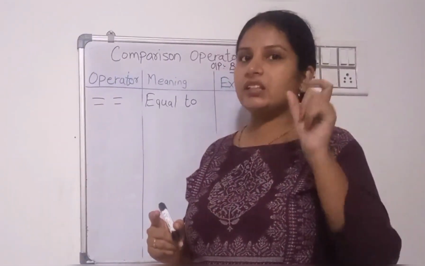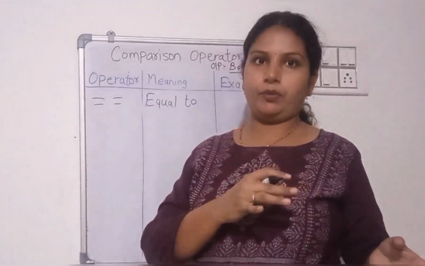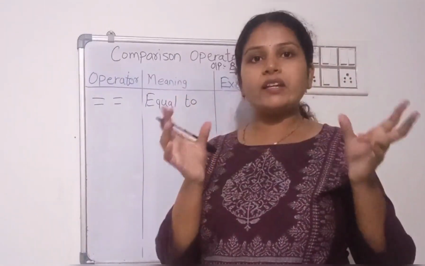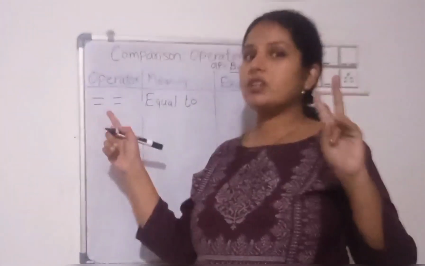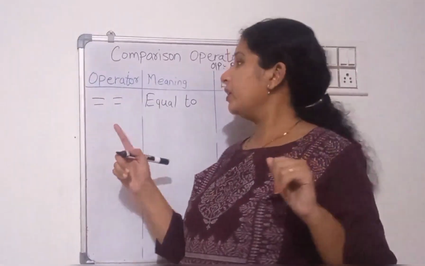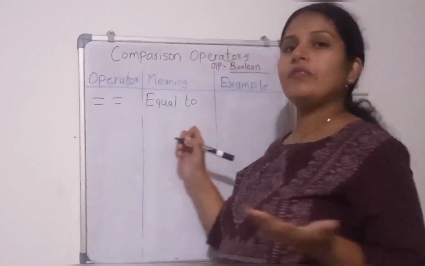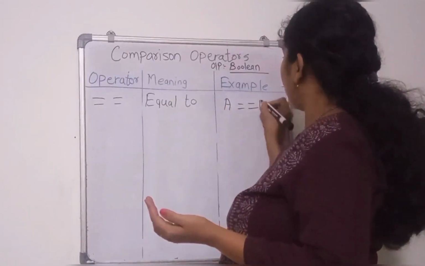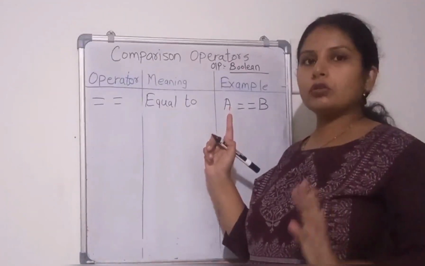When you are using a single equal to sign, that means you are assigning the value to that variable. But when you are checking if the values of two variables are equal or not, then you must use the equal to sign twice. Otherwise the error will be there. So here, equal to when you are checking. How can we use this? I have two variables and I just want to check whether these two variables are equal or not.